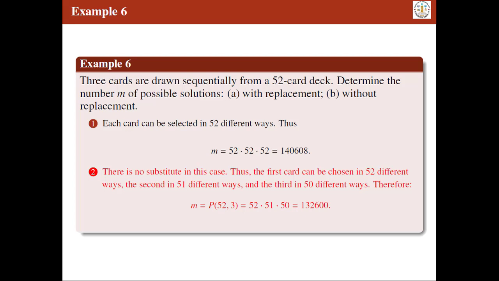B. Here there is no replacement. Thus, the first card can be chosen in 52 ways, the second in 51 ways, and the third in 50 ways. Therefore, m equals P(52, 3) equals 52 times 51 times 50 equals 132,600.